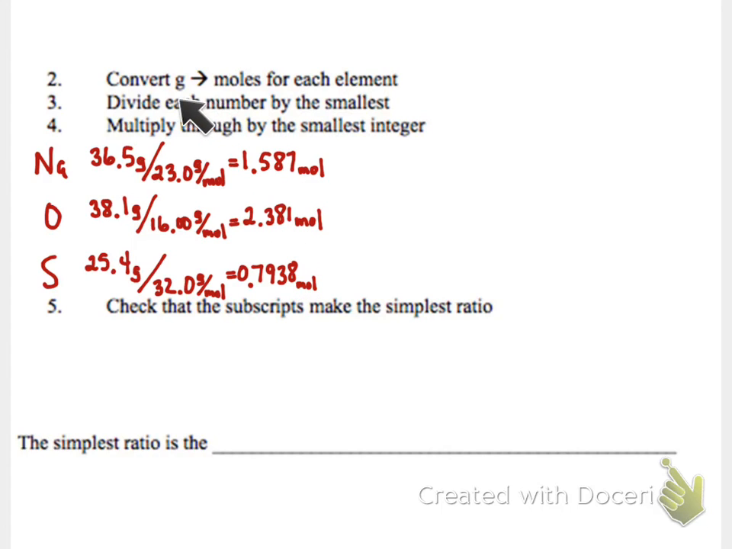So the next step is to divide each number by whichever one is the smallest. So in this case, the smallest number is 0.7938. So we're going to divide each number by this smallest number. And don't forget that in the middle, you want to keep at least 4 sig figs on all your numbers. You don't want to get rounding errors.